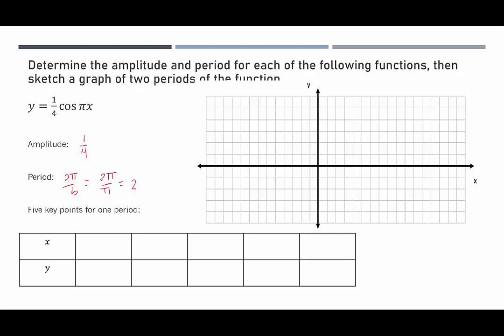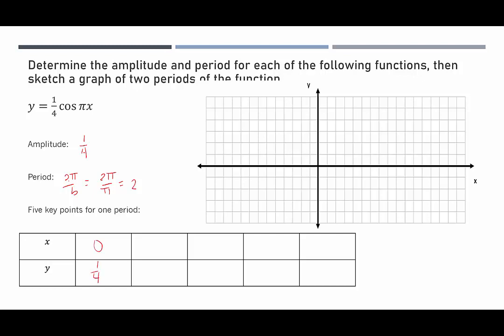Interesting, so we lost our radians. Or, well, not really, we lost our pi's, sad day. The key points: this is a cosine graph. Cosine should start at 0, 1. We're going to use the amplitude to help us figure out that we're actually starting at 0, 1/4.